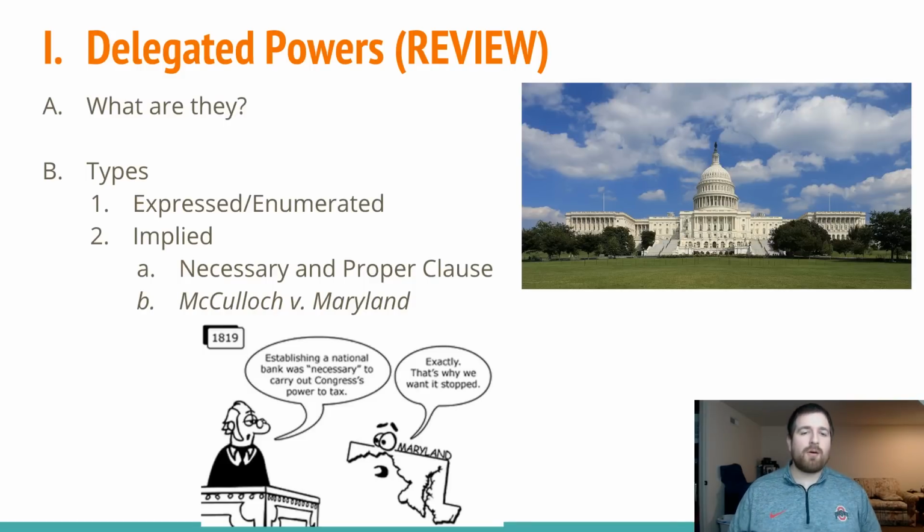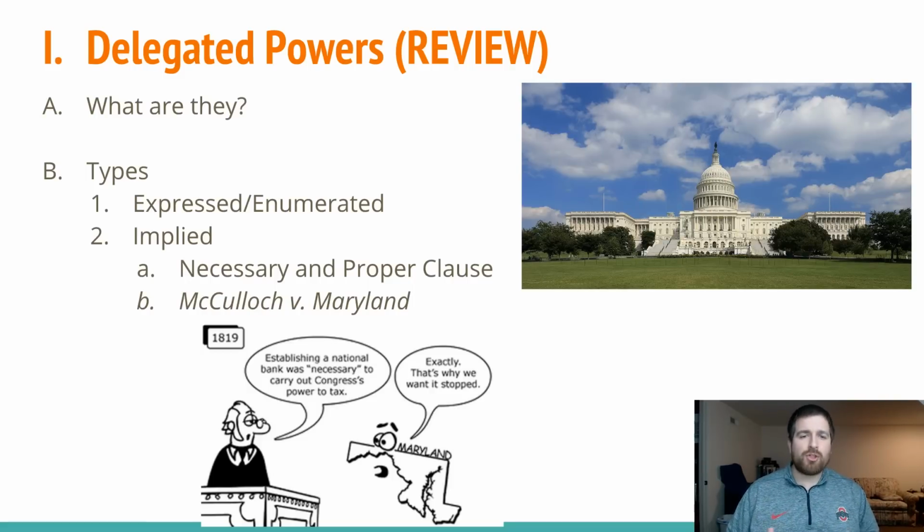So first off, let's start with a little bit of a review, and let's talk about delegated powers. Now first off, what are delegated powers? These are powers given to the federal government, specifically Congress. In other words, these are powers that the federal government has, not the states.